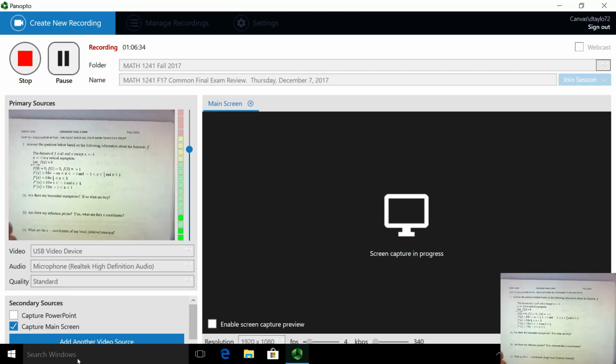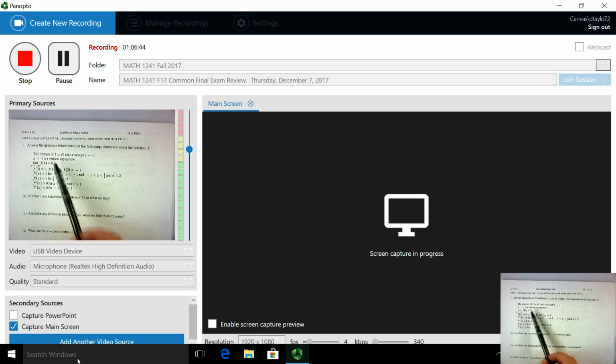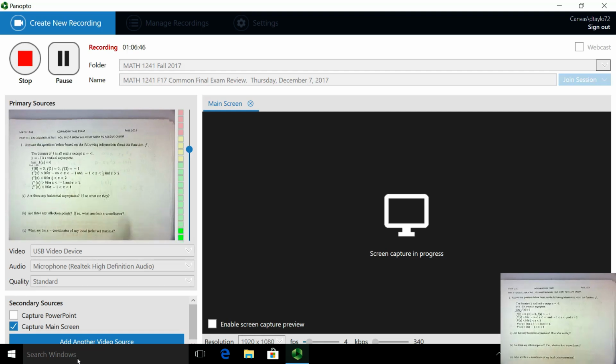All right, so problem number 1 says we would like to answer the questions below based on the following information about the function f. They give me the following information, that the domain of f is all real except x equal to -1. So x equal to -1 cannot be plugged into this function. x equal to -1 is a vertical asymptote.